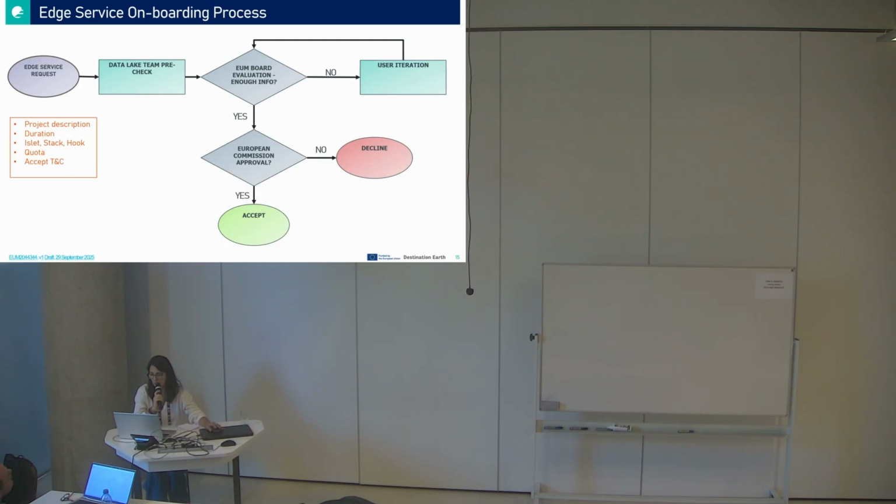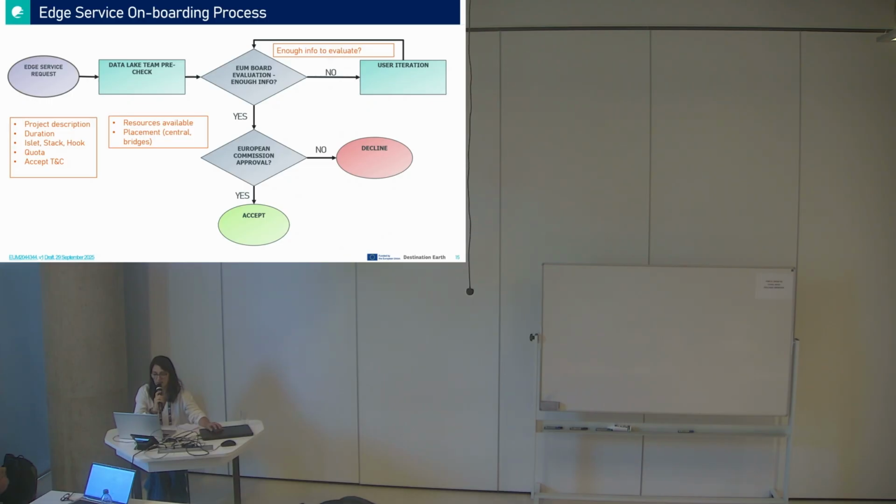So you should start requesting the edge services from the interface we already saw. You need to provide project description, your project duration, the services you want to access, so Highlight, Stack, Hook, the quota, because each service can be accessed with different quota, and accept for sure terms and conditions. There will be a kind of technical pre-check from the Data Lake team to see if the resources are available, this is a distributed infrastructure, so your services can stay in one edge or in another one.